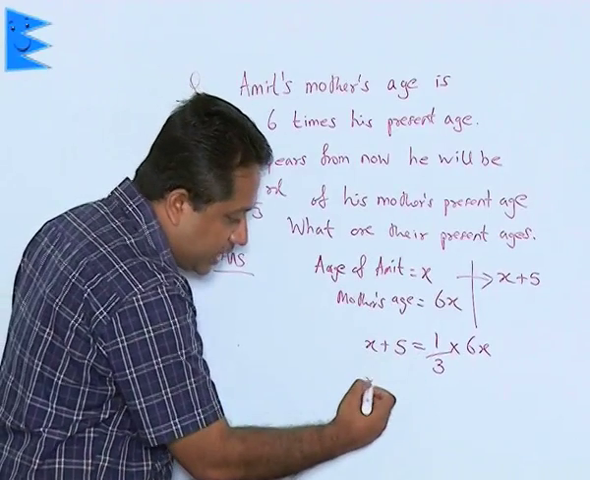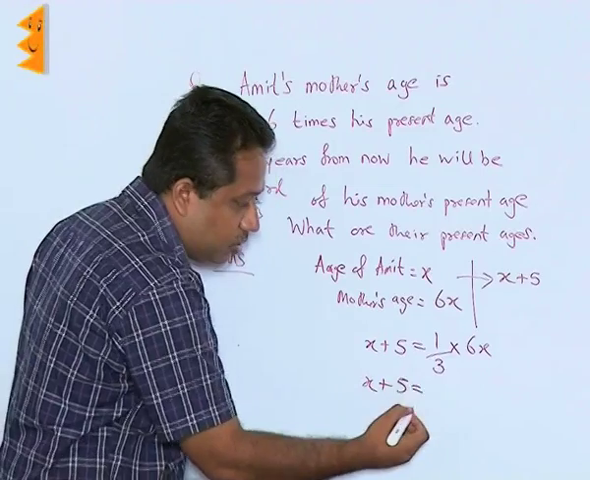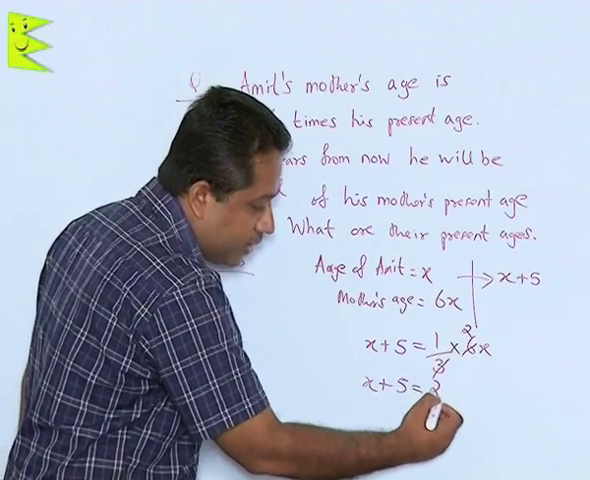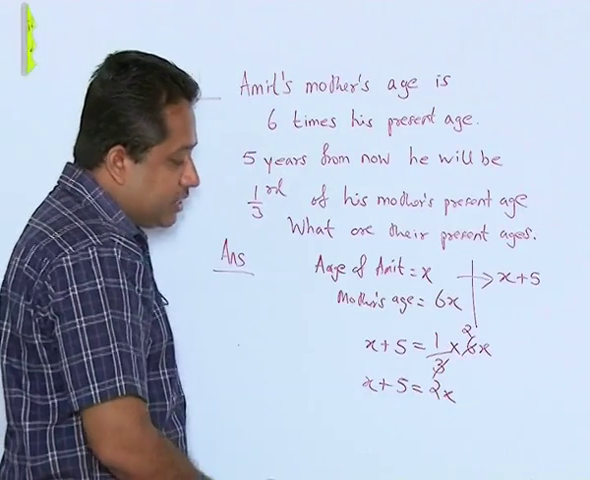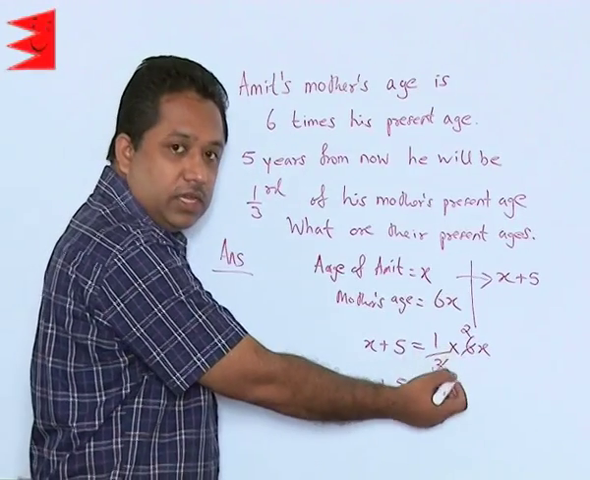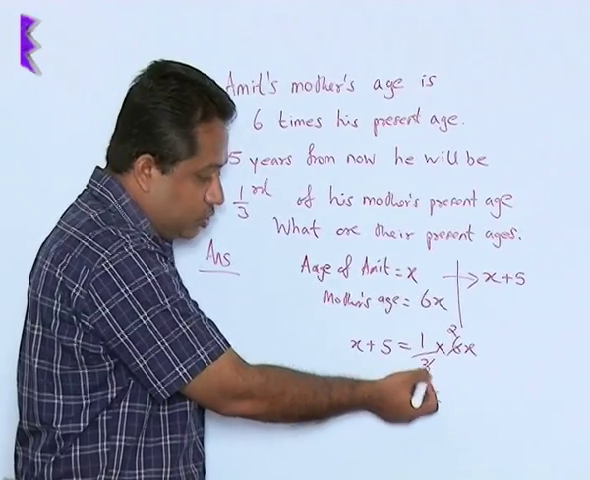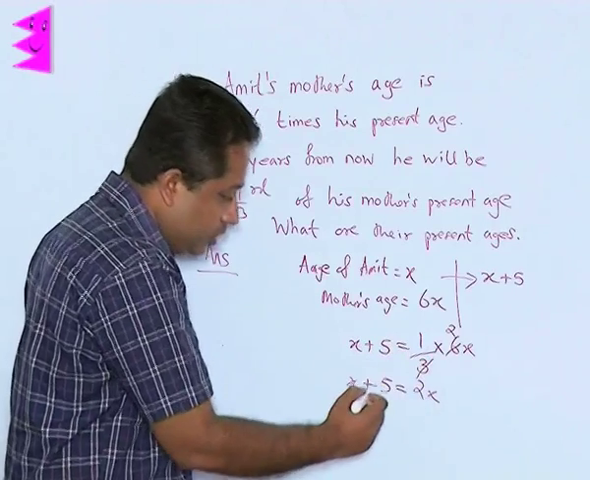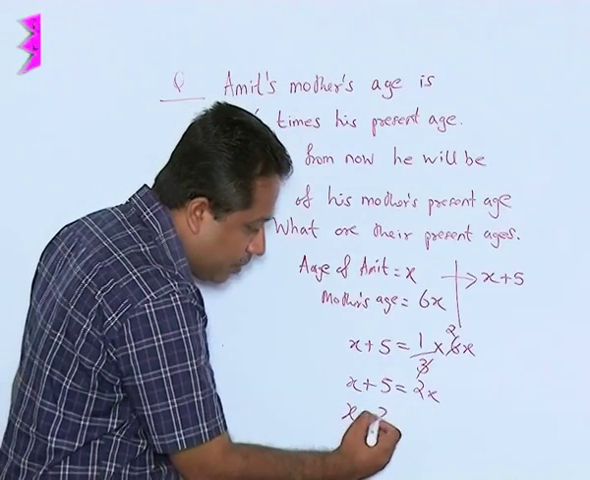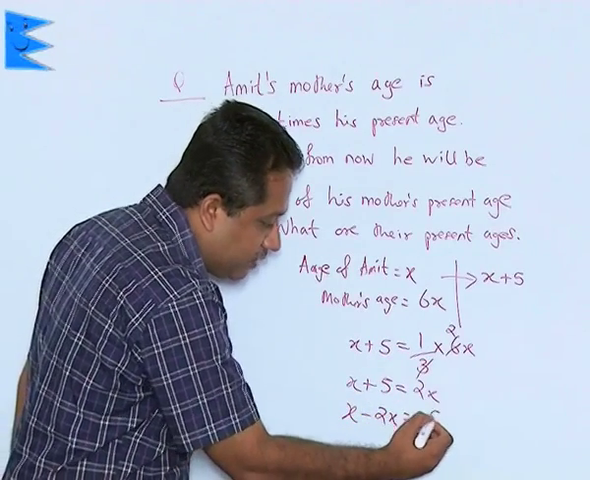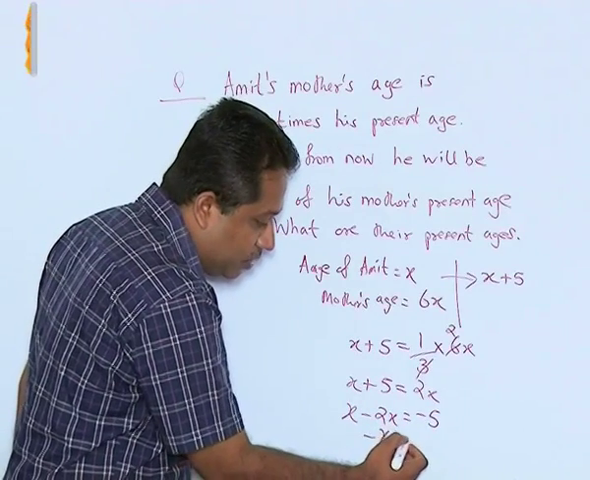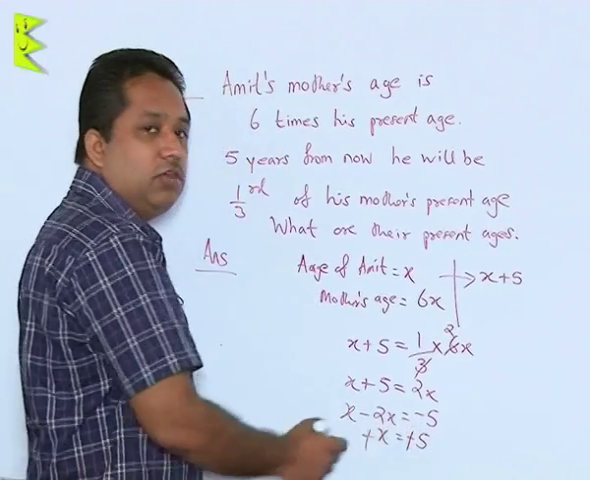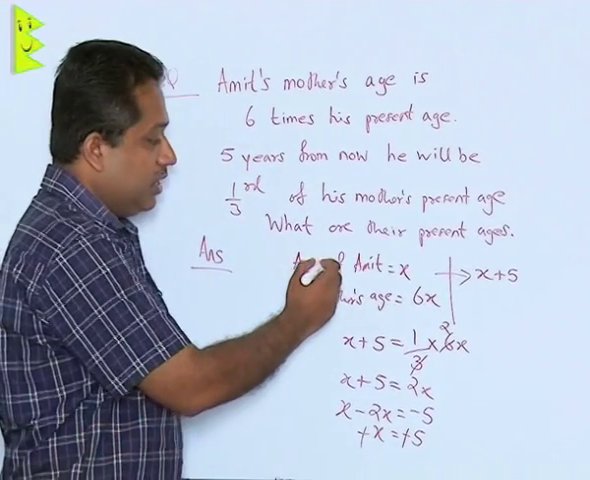Solving this further, we get x plus 5 is equal to, you can cancel this, 3 1s are 3, 3 2s are 6, so this is 2x. Now, getting the x terms on one side and the constant to the other, the signs will change here. The plus 2x will become minus 2x and the plus 5 will become minus 5. So, here we get x minus 2x is equal to minus 5, minus x is equal to minus 5. So, minus minus gets cancelled, we get the value of x is 5.